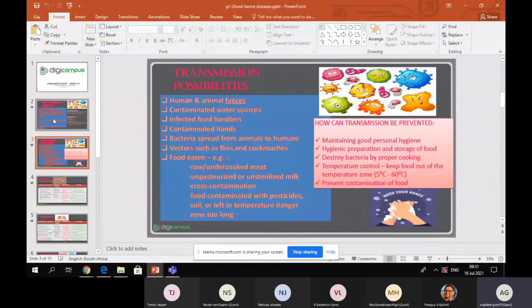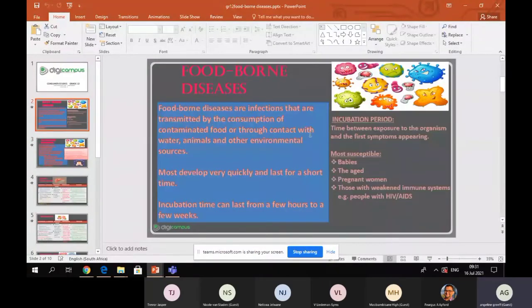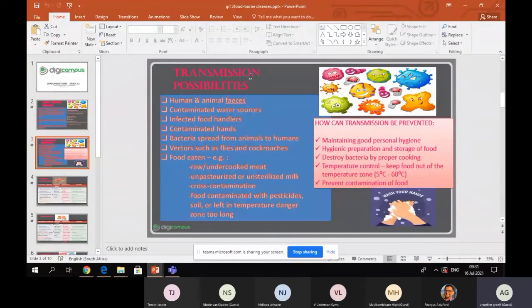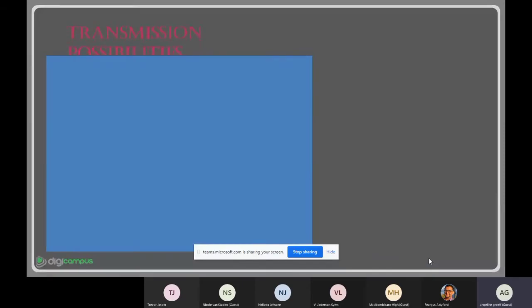Okay, so first of all, we need to know what a foodborne disease is. And what an incubation period is, that is the time between exposure to the organism and the first symptoms appearing, right? And then the other thing that's important is transmission. Transmission possibilities.